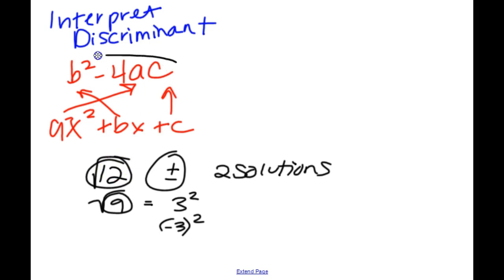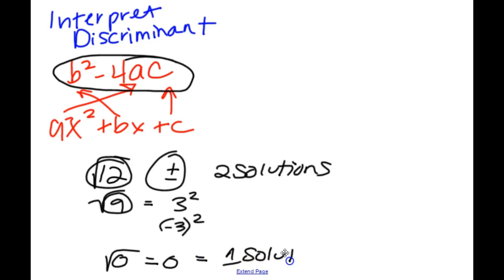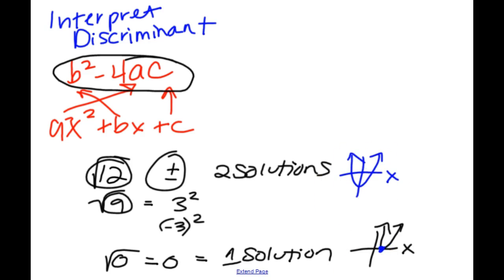If you solve the discriminant, this piece here, and you get 0, you can take the square root of 0. Square root of 0 is just 0. That is one solution. That means on our graph, we would be crossing the x-axis at 1 point, or touching at 1 point. If it's touching at 2 points, that means our parabola is crossing twice. Could be opening up, could be opening down, but 2 spots.